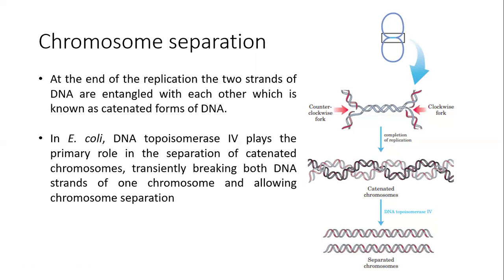So here enzyme DNA topoisomerase 4 will function, which will help in decatenation or separation of the chromosomes. They will transiently break the phosphodiester bond of both the strands of one of the daughter chromosomes, allowing the other chromosome to pass through the break, and then the phosphodiester bond is reformed. So in this way, the daughter chromosomes are separated from each other, and then they can enter into their respective daughter cells.